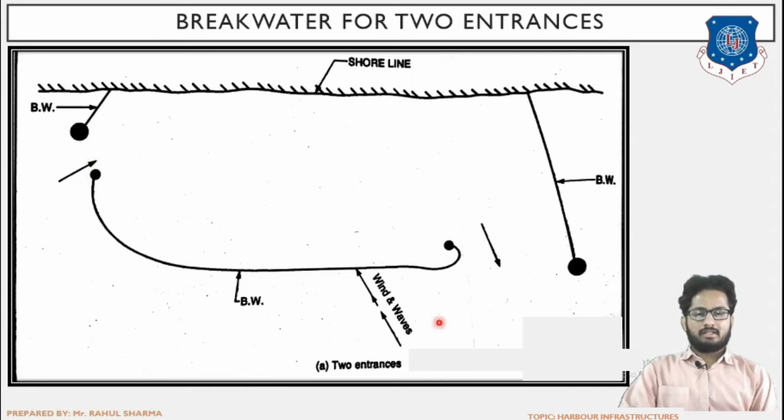This is the shoreline, and the wind and wave action is dissipated on this circumference. Dissipated, that is, the effect of wind and waves is reduced to maintain the water in a calm state inside the harbor.